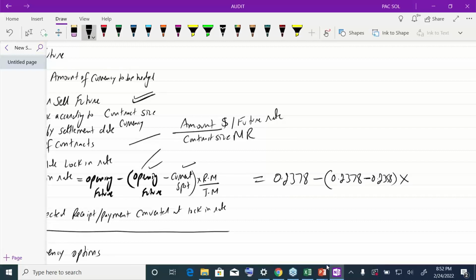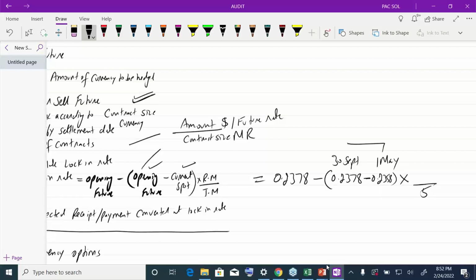So write the date here. What is today's date? 1st May. What is the future date? 30th September. So how many months are there? May, June, July, August, September. Total months are 5.